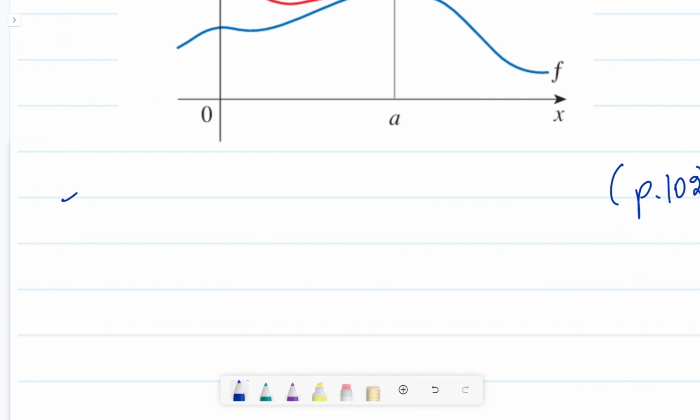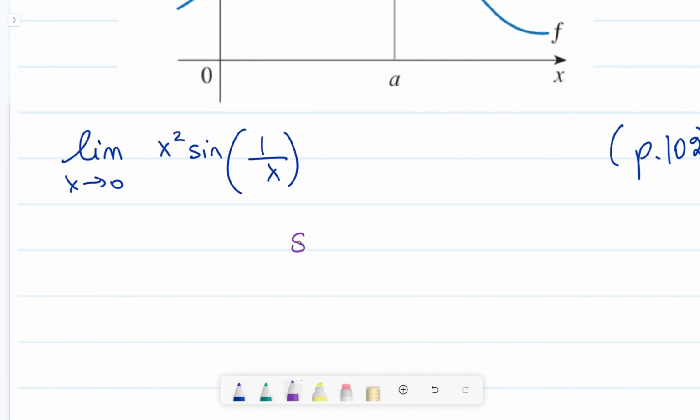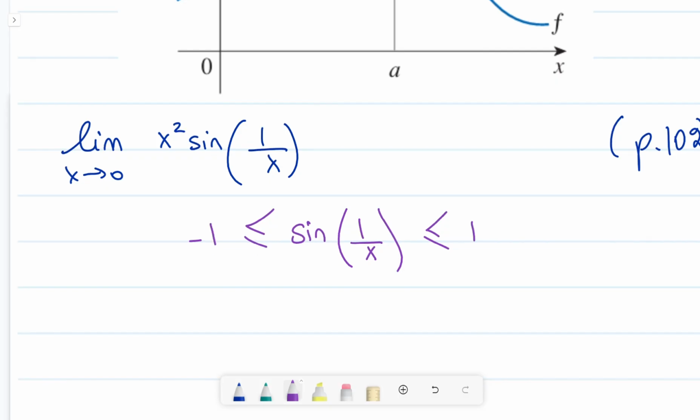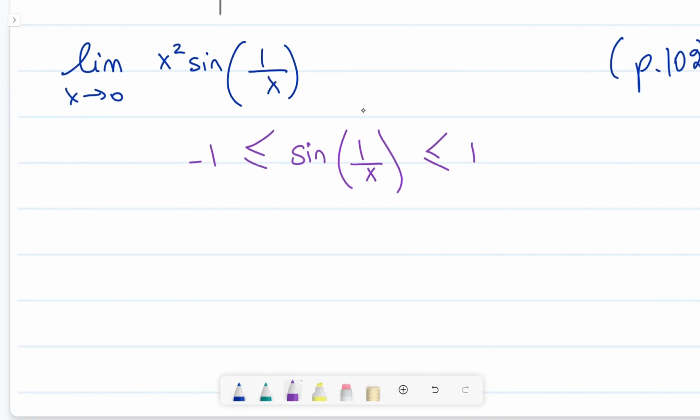So let's look at an example to help us. Let's say we would like to find the limit of x squared sine of 1 over x as x approaches 0. One thing you might have learned from previous videos is that the sine function is always between -1 and 1. This is its range. So we would like this function in between to look more like this one. We want it to be x squared sine of 1 over x. So what we do is we multiply everything by x squared.